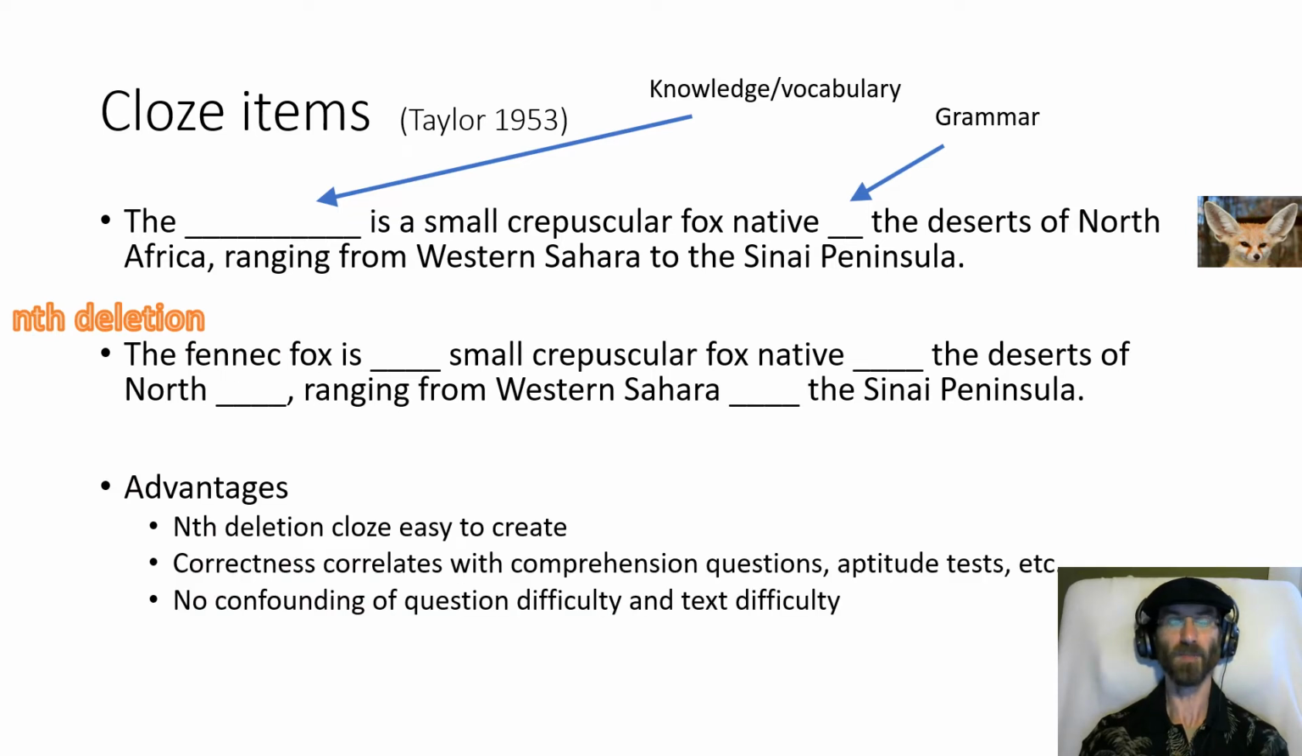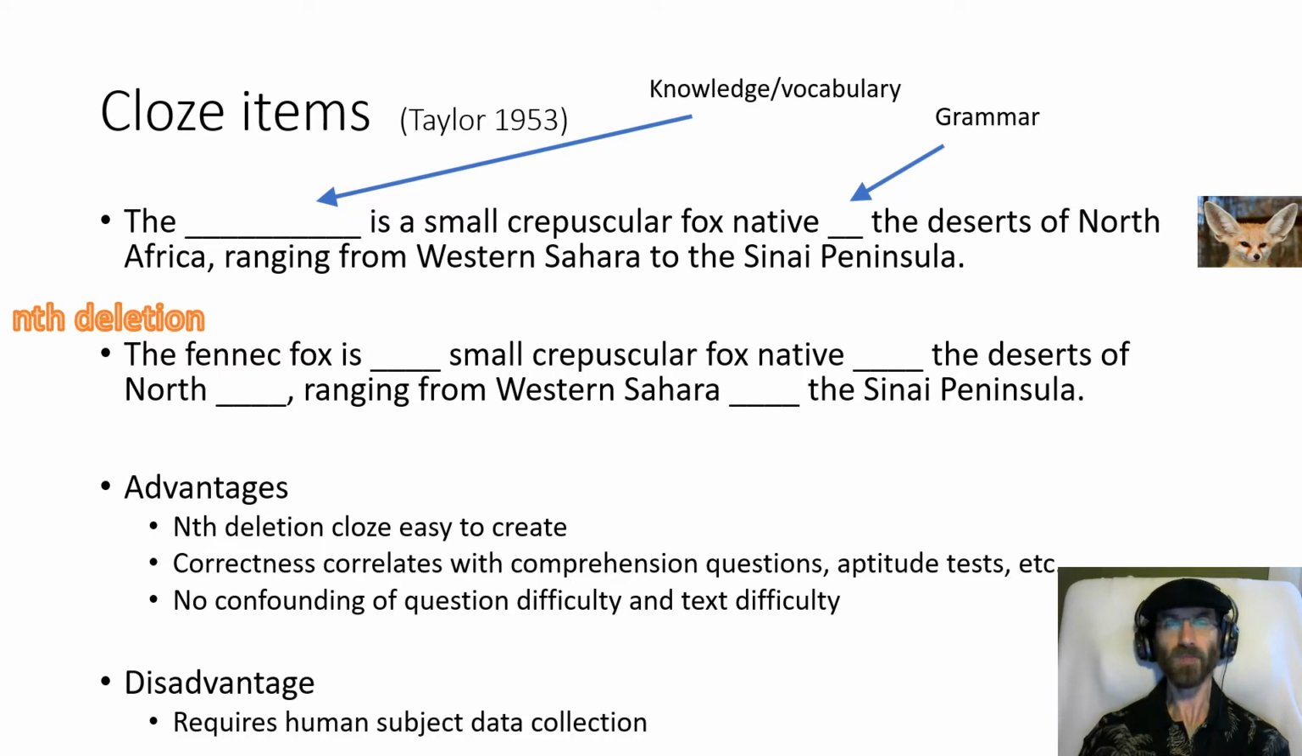every fifth word. So the advantages of closed items like this are that they're very easy to create, like nth deletion is very easy to create. And then the correctness of these has been shown to correlate with comprehension questions, aptitude tests, etc. There's no confounding of question difficulty and text difficulty. The disadvantage is that it requires human subjects data collection to come up with a sense of how difficult something is, which is really shared with the questions on the previous slide as well.